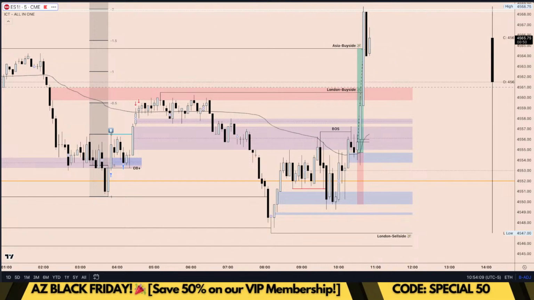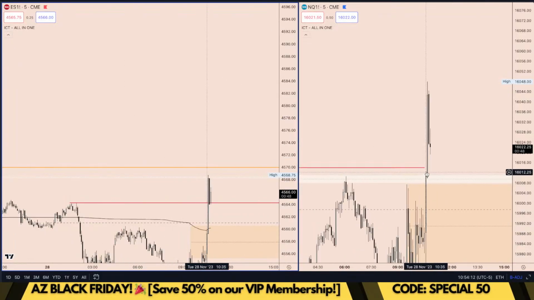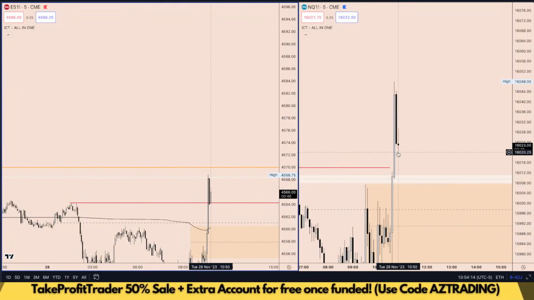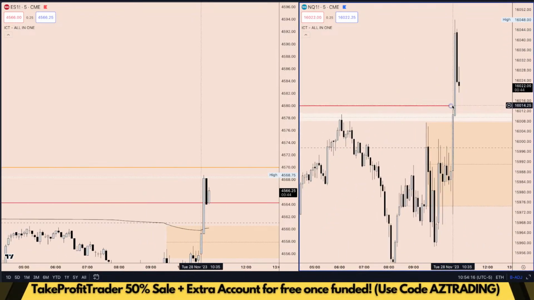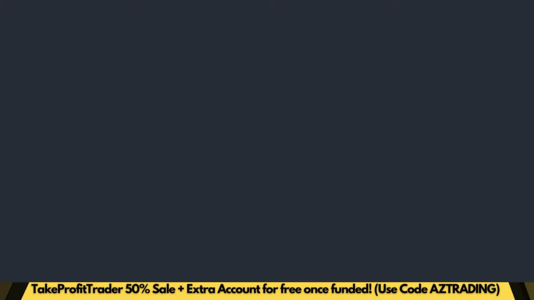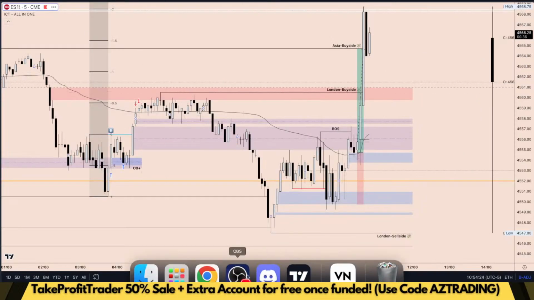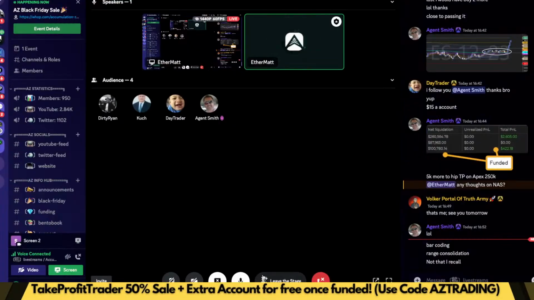Didn't hit the 5-minute bullish fair value gap yet. On NQ, we're retracing further into that area. Let's see if we have any more questions. Otherwise, I would work on publishing the best futures funding firm part 3.